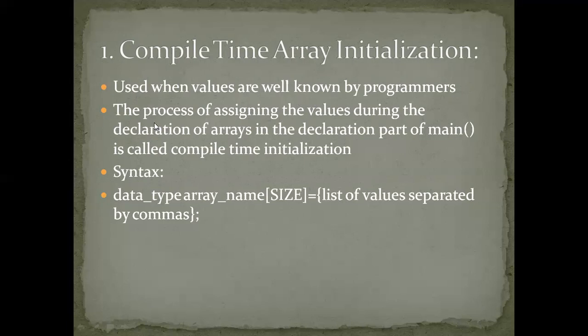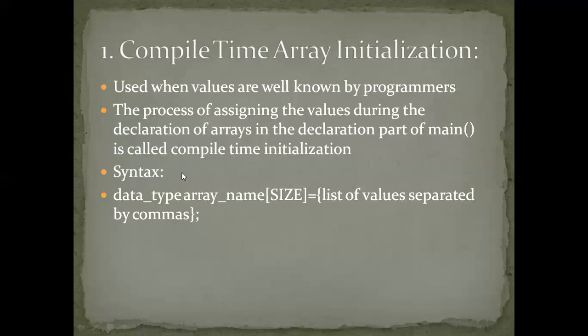It is the process of assigning the values during the declaration of arrays, in the declaration part of main, called compile time initialization. It's very simple. It's the process of assigning the values during the declaration of the array. So during the declaration only, we are going to assign the values along with the size of the array. That is why we call it compile time array initialization.